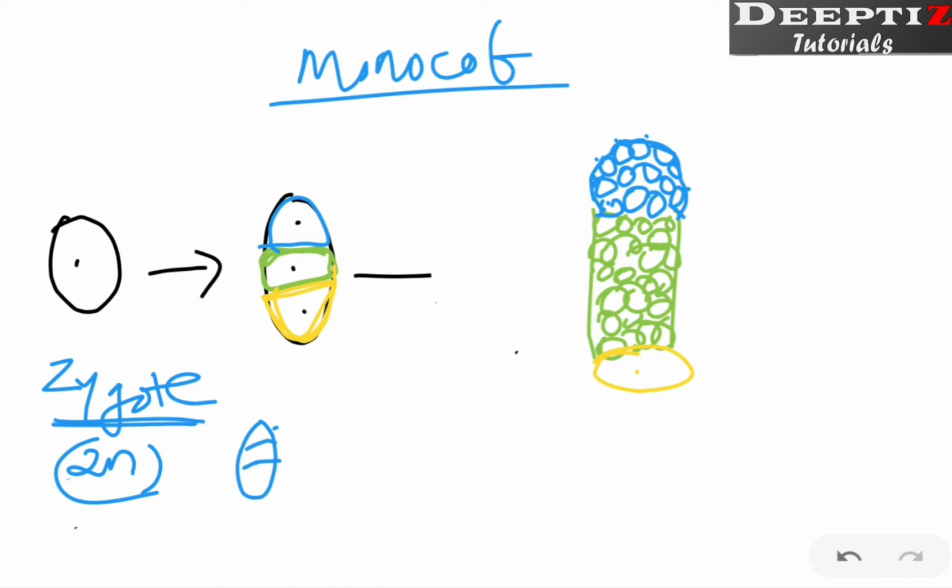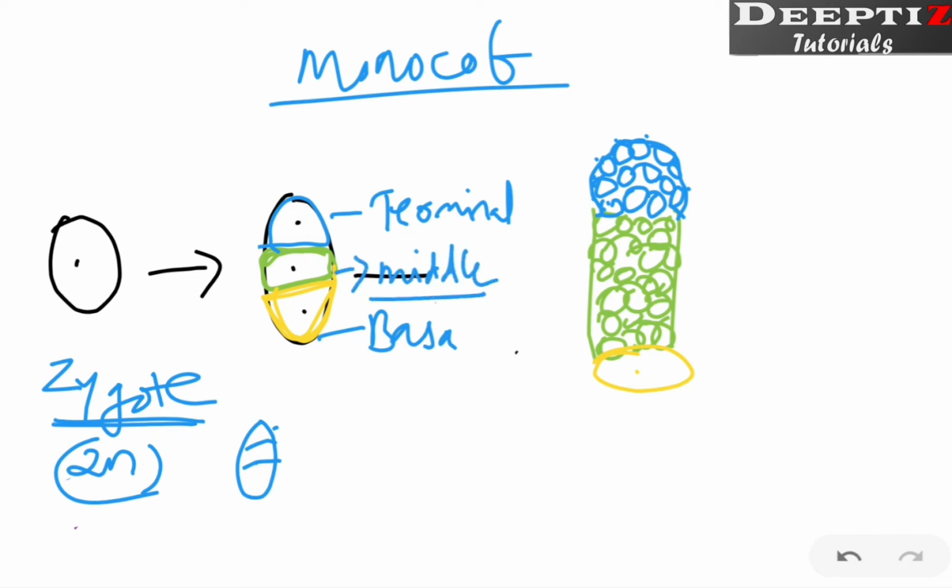This three cell stage consists of, this cell is the terminal cell, this one is the basal cell, and this cell is the middle cell. Now here is a difference when you compare with the previous type of division. What was there? There were only terminal cells and basal cells, but here we have a middle cell also.